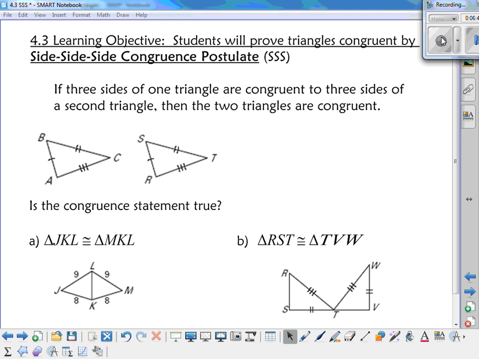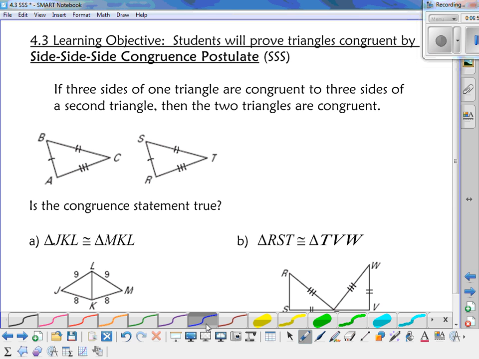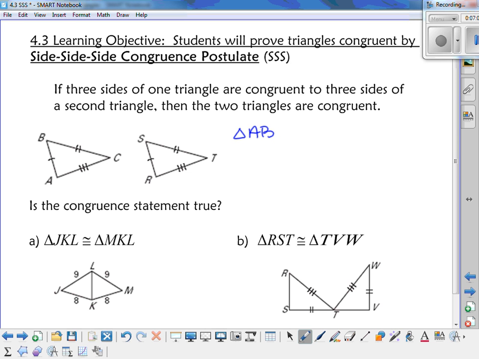Okay, so the lesson objective for section 4.3 is that students will prove triangles congruent by the side-side-side congruence postulate. What the side-side-side congruence postulate says is if 3 sides of one triangle are congruent to 3 sides of a second triangle, then the 2 triangles are congruent. So in my figure here, I know that triangle ABC is congruent to triangle RST by side-side-side. So you don't have to actually write out side-side-side in a proof. You can just write SSS.